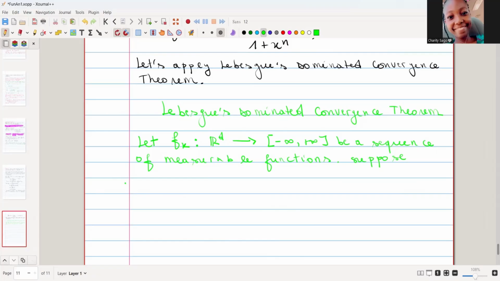So suppose that there exists a measurable function f from Rd to minus infinity, plus infinity such that the sequence of measurable functions converges to the measurable function f almost everywhere.